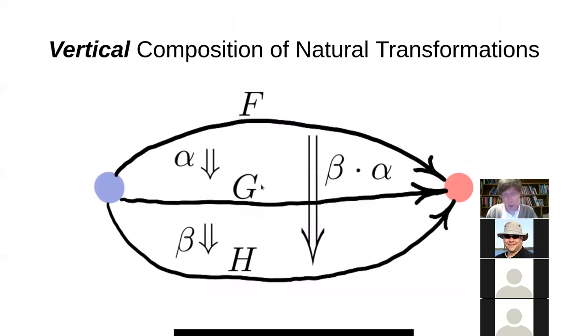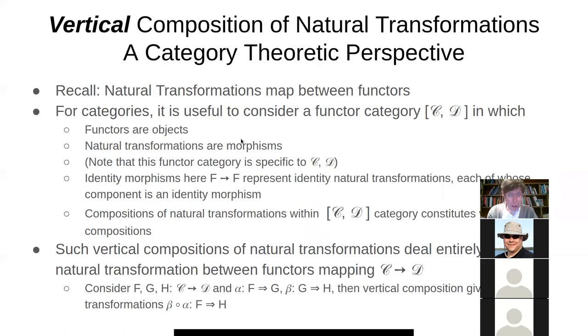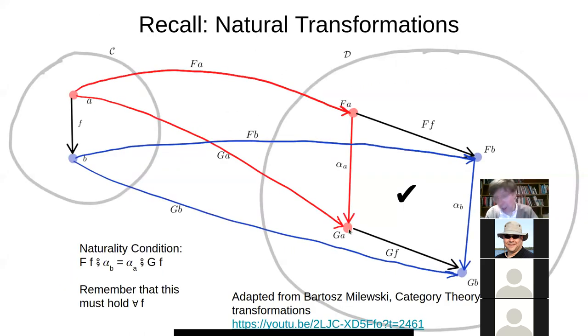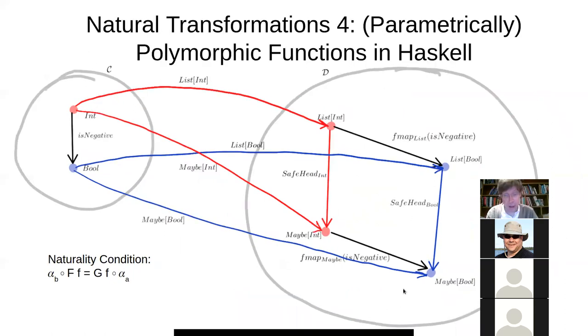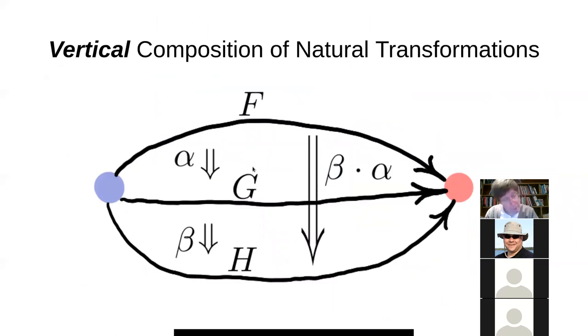The first is what's called vertical composition. So we have functors F and G and H. And we have natural transformations that go from F to G. That natural transformation is called alpha. So it's translating from F to G, and it's a natural transformation, so it guarantees the naturality. If we have a natural transformation from F to G, and a separate one from G to H, then we can compose the natural transformations, not the functors, the natural transformations, to go from F to H. That's the idea of vertical composition.